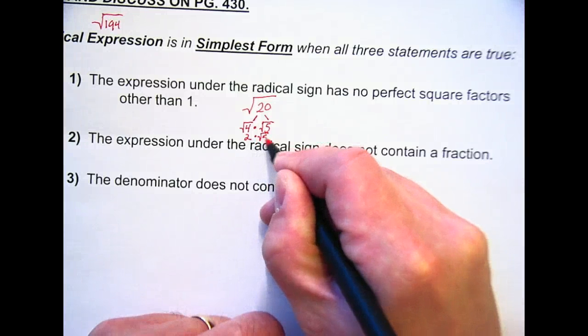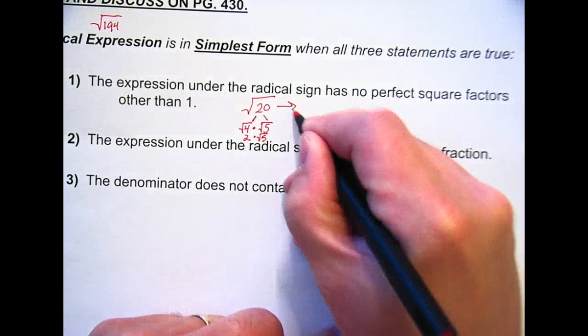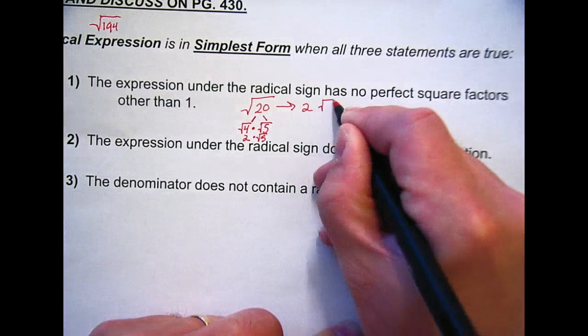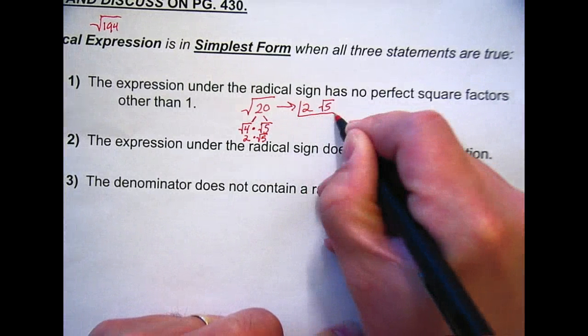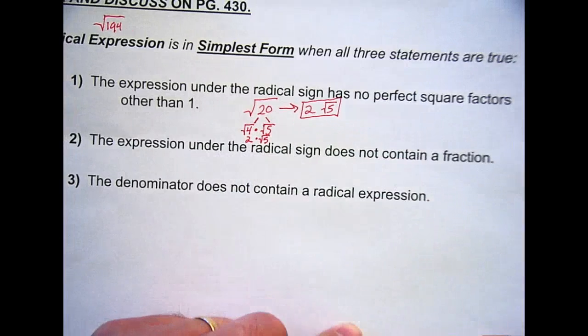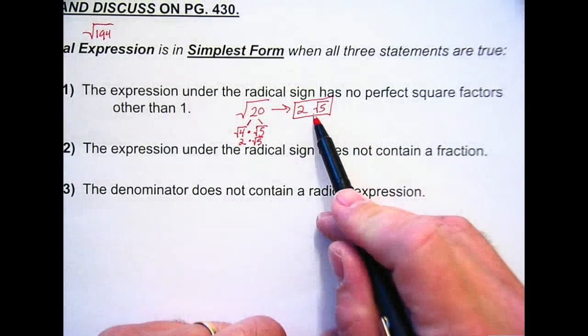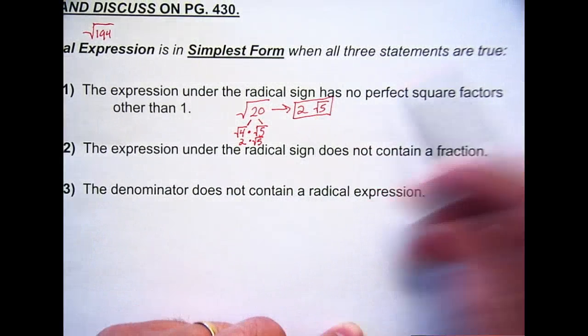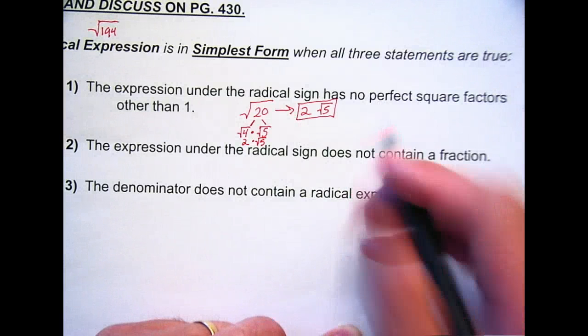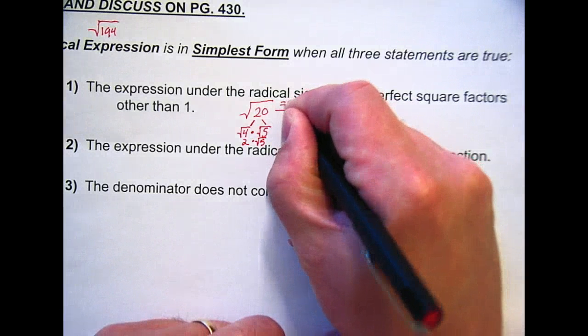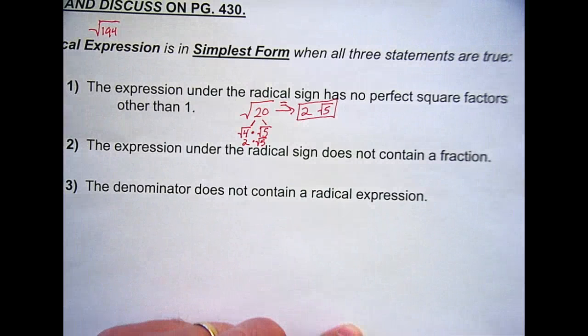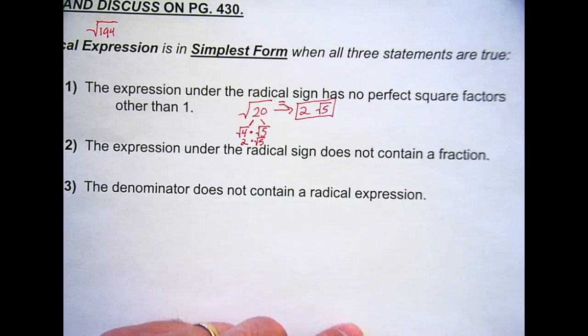So root 20 simplifies to become 2 root 5. If you have a calculator and you do square root 20 on it, and then you do 2 times square root 5 on it, you get the exact same value. They're equal. They have the same value. Okay, root 20 equals 2 root 5.